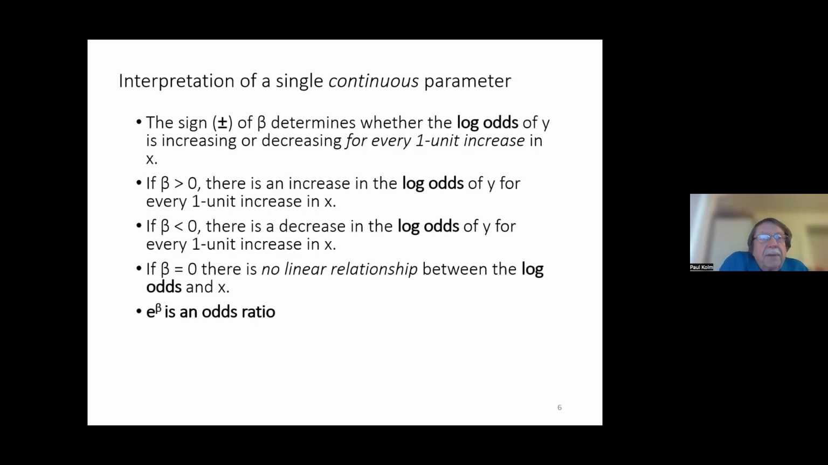And then just the same as in regular linear regression, if from doing our statistical test, it turns out that the regression coefficient is statistically equal to 0, then that means there's no linear relationship between the log odds and the independent or predictor variables. Now, one of the differences also in logistic regression is that if we exponentiate the regression coefficient, then what we get is what's called an odds ratio.